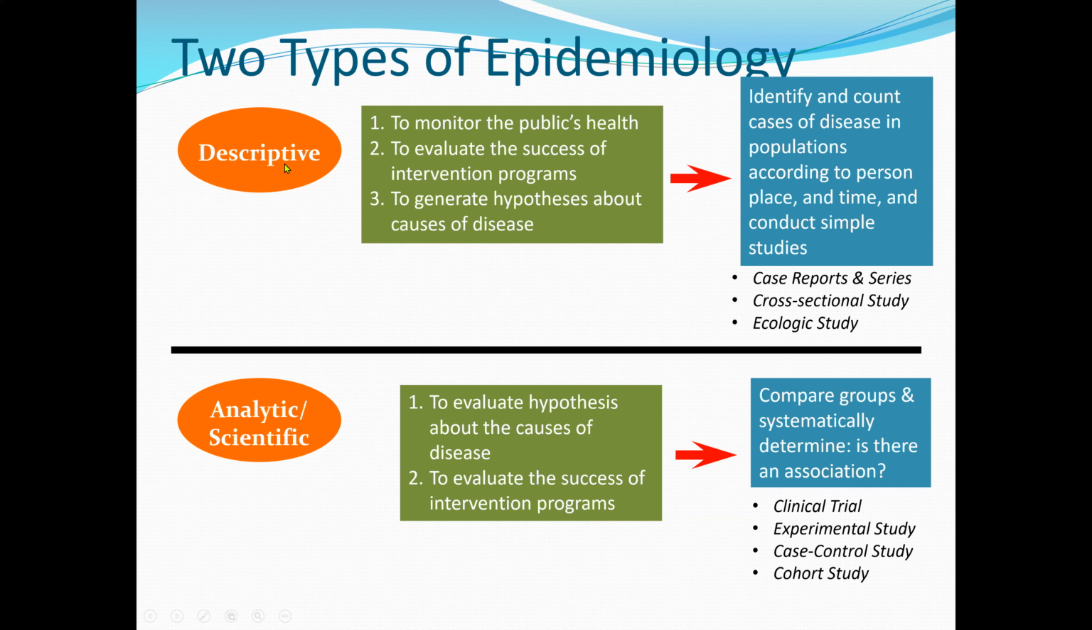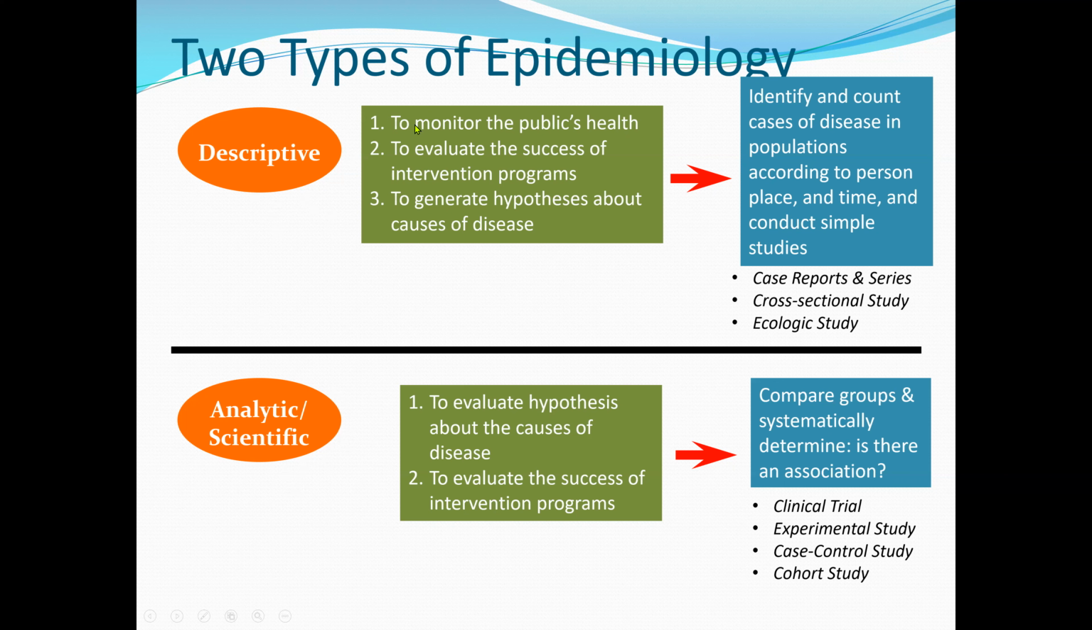Also, we can generate our hypothesis from descriptive studies or epidemiology. The next, analytic or scientific, this is where we are going to find out if there's any association between the exposure and the outcome, or the risk factor and the outcome or disease. Here we are going to ask a question, for example, why? It's very important. So first we start with the descriptive.